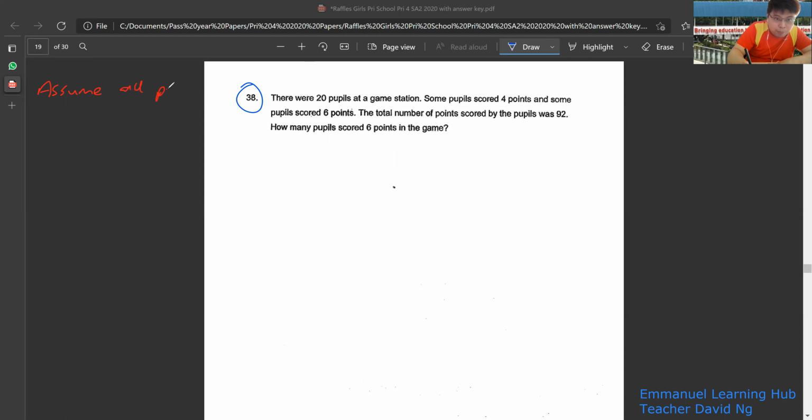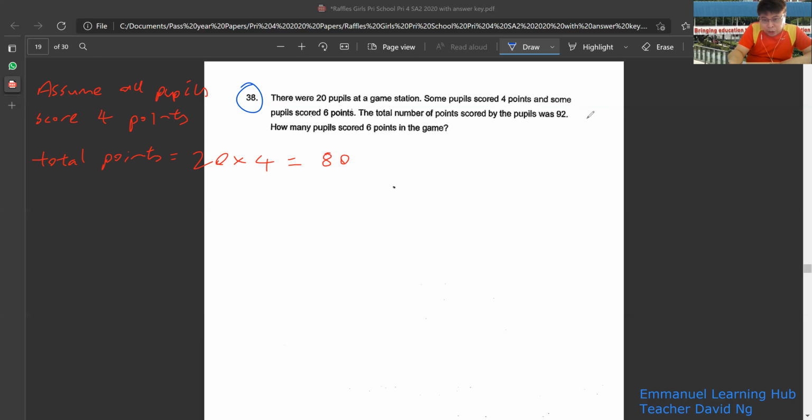Assume all pupils score 4 points. Always assume the opposite way. So the total number of points will be 20 times 4. Understand now? Because there are 20 pupils. So that's the total points.